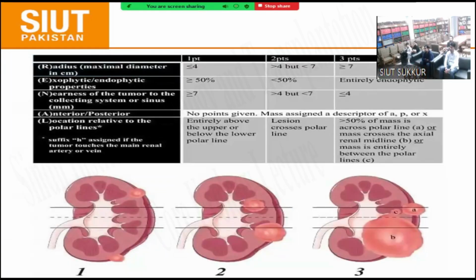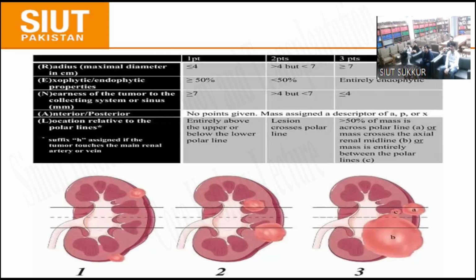So this slide is on the nephrometry score, which is important for the pre-planning of the surgery and to define any mass. There are different components of the nephrometry score. First is the radius, which has 3 points. If the radius of any tumor or mass is less than 4 centimeters, then 1 point. If more than 4 and less than 7 centimeters, then 2 points. If more than 7 centimeters, then 3 points.